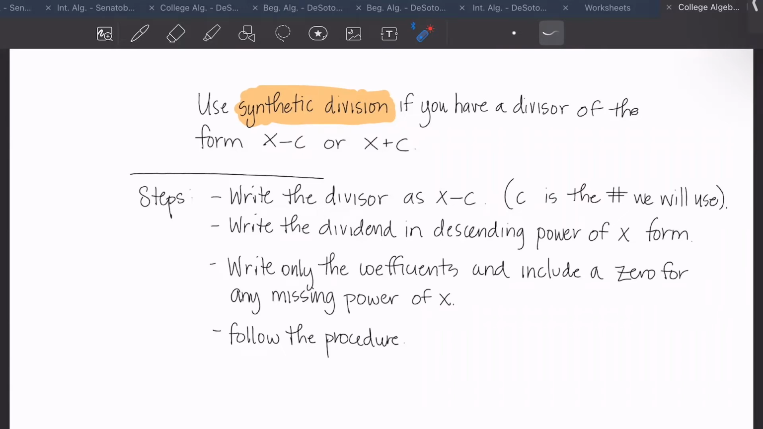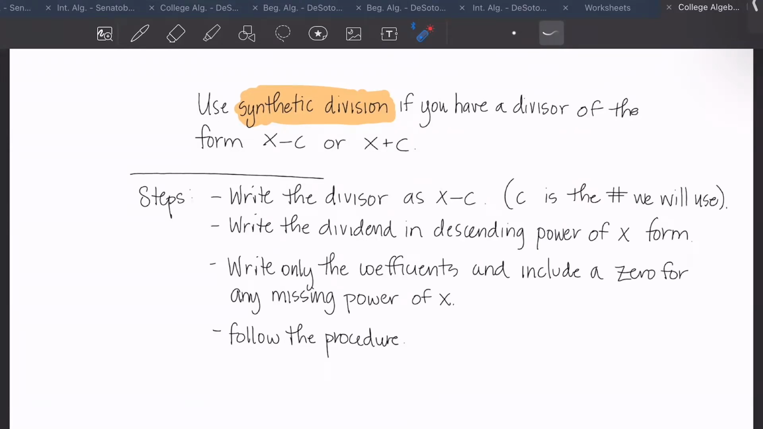So here are the steps. You're going to write the divisor as x minus c. C is the number that we're going to use. You're going to write the dividend in descending power of x form, which means your powers are going to go down.